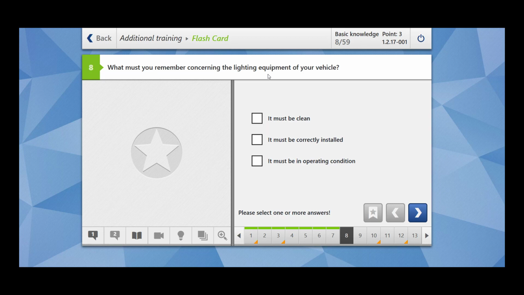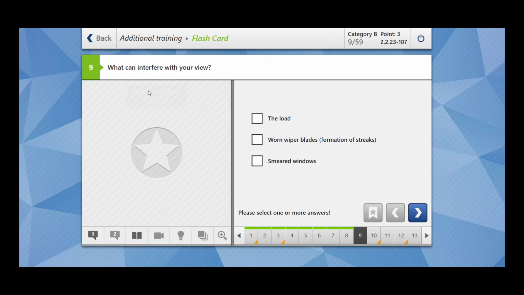What must you remember concerning the lighting equipment of your vehicle? Lighting equipment means your lights. It must be clean, yes. It must be correctly installed, yes, in case of your full beam or low beam, otherwise you are going to affect other oncoming road users by creating a dazzling effect. It must be in operating condition. This also makes sense. So for lighting equipment, all the conditions are true ones, and you have to check them before driving on the road.